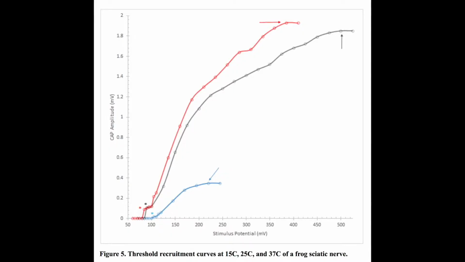The asterisks in this figure indicate the threshold potentials. Under cold conditions, which is demonstrated by the blue line, a larger stimulus potential is required to elicit a CAP. As the temperature warms to room temperature, the required stimulus decreases, as shown in the gray line. Finally, under warm temperature exposure, the required stimulus potential generating a CAP is at its lowest, as shown by the red line. What causes the change in threshold as a result of temperature?